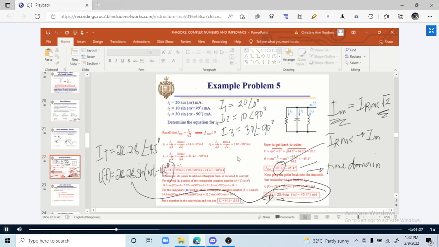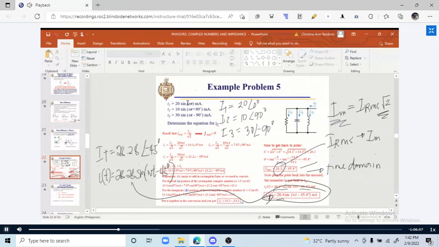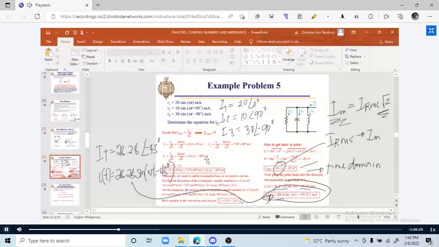The negative 90 is taken from the equation, omega t minus 90. So that is the phase that was taken. It's 21.2 angle negative 90 degrees. So the negative 90 degrees is from the equation itself, from the time domain, right? Since you have already got 30 over square root of 2, that is 21.2, we already have the three currents from time domain format to the phasor domain format, correct?